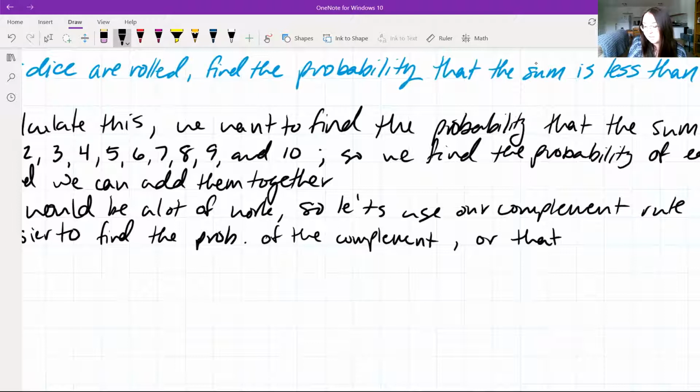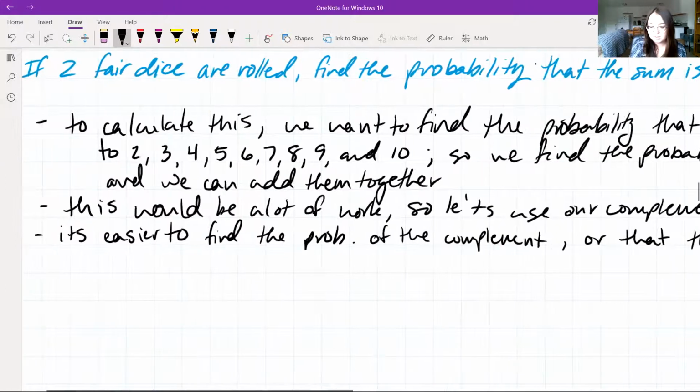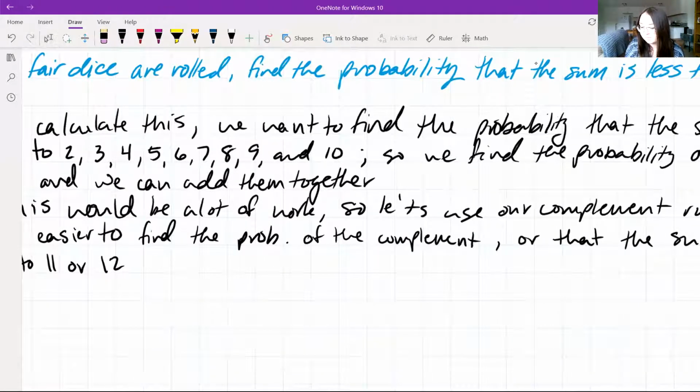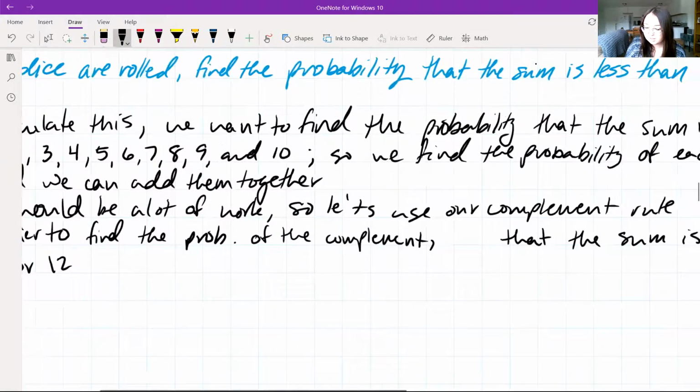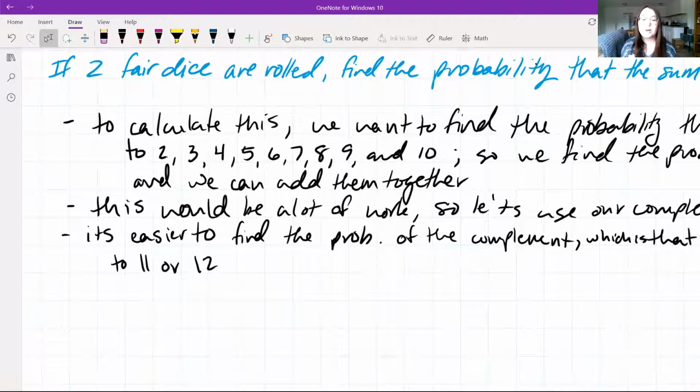that the sum is equal to 11 or 12. Which is that the sum is equal to 11 or 12. So that would be the complement in this case.